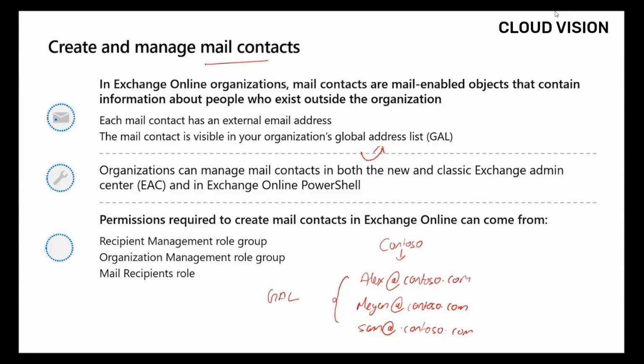But now in this global address list, they want to add an external mail contact that is outside the organization, maybe something like Diego at adatum.com. So in this case, this recipient type can be added as a mail contact, which will then be available in the global address list, which can also be used to add in groups like distribution lists, dynamic distribution lists, and so on.